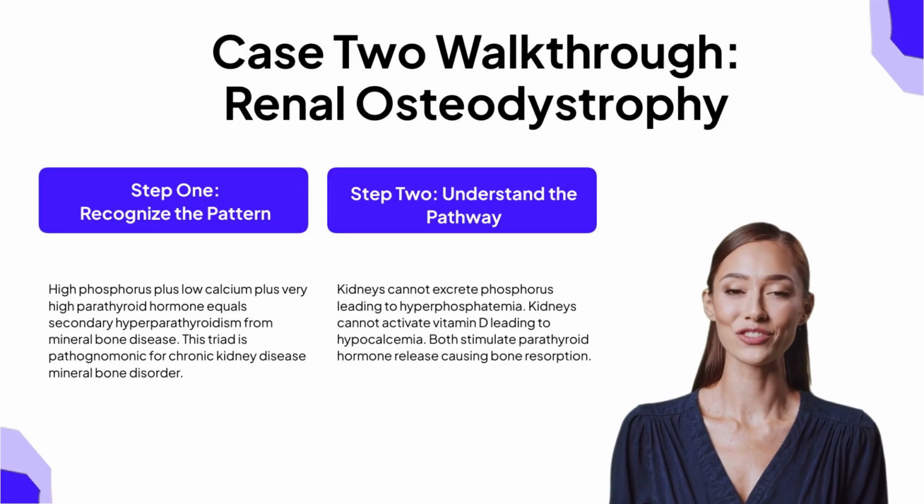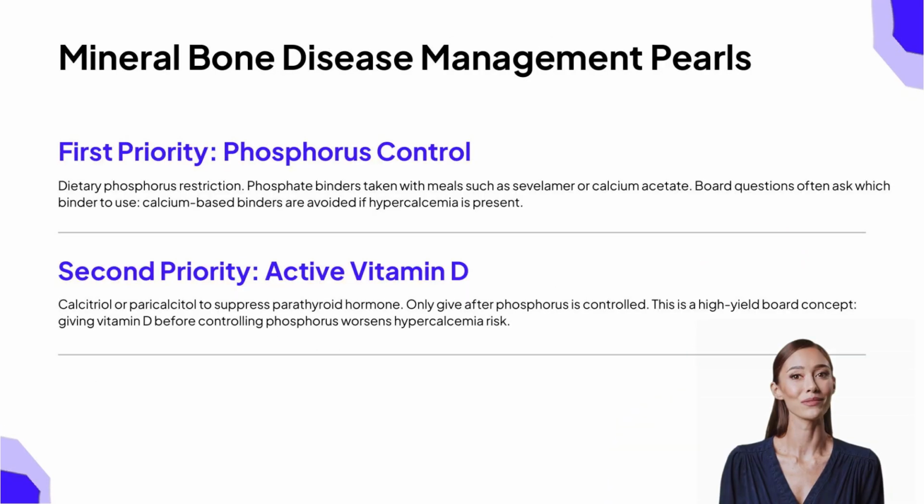Understanding this pathway helps you figure out what to treat and in what order, which brings us to the next slide. This is the high-yield management slide, and the boards love to test the order of operations. First priority, control phosphorus. Start with dietary phosphorus restriction and add phosphate binders taken with meals, sevelamer, lanthanum, or calcium acetate. If the patient is already hypercalcemic, avoid calcium-based binders and pick a non-calcium binder like sevelamer.